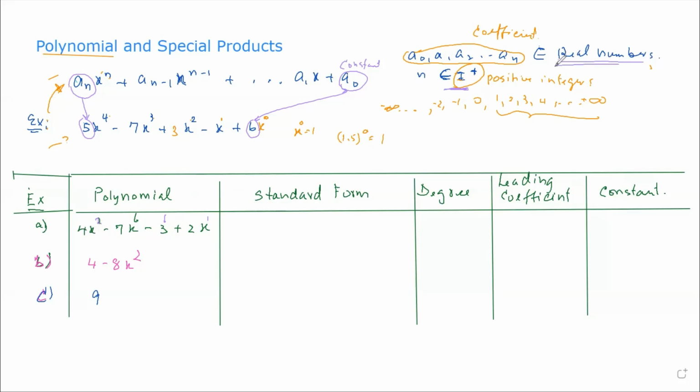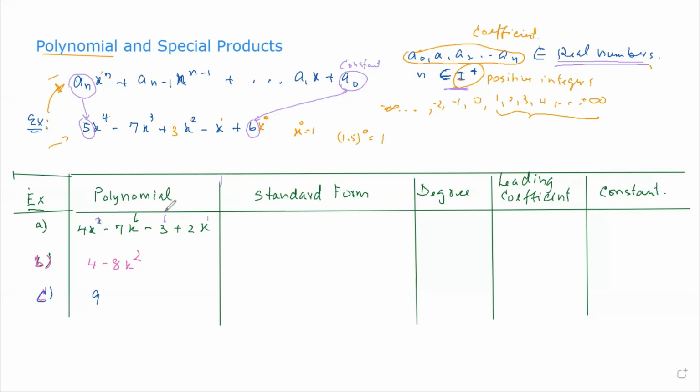Real numbers can be decimals, fractions, even surds, counting numbers, or whole numbers. The main thing is to see the unknown, the variable x, and the index, the power. In this case, this is a polynomial. Now, if the question asks for the standard form of this polynomial, how do you do it? You just rearrange, that's all.